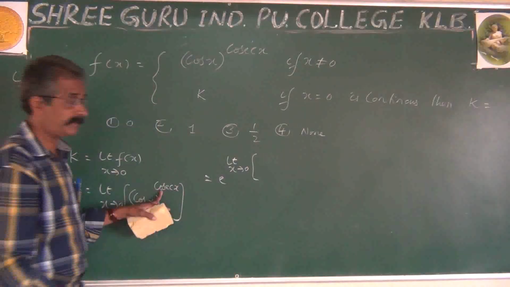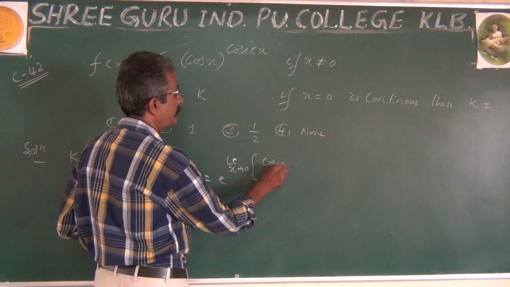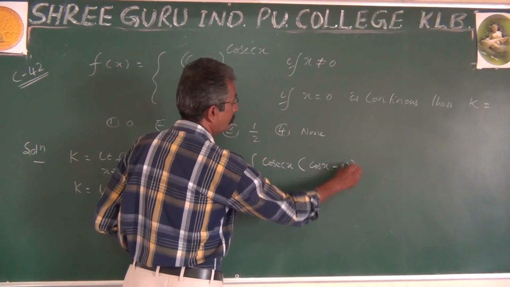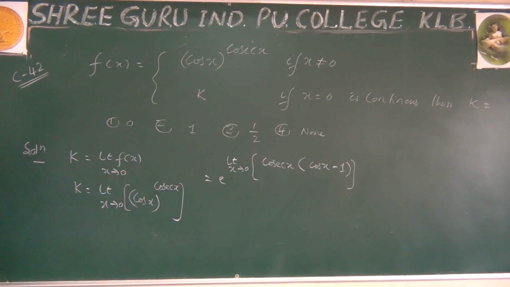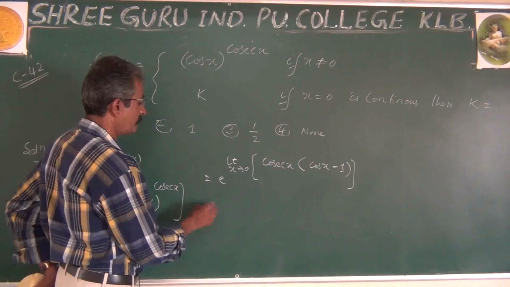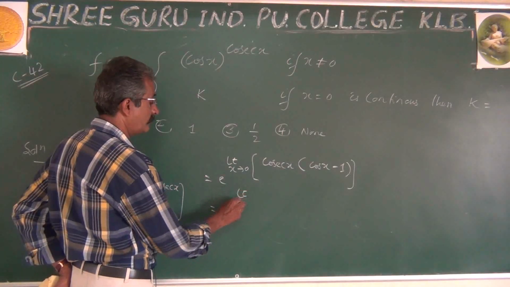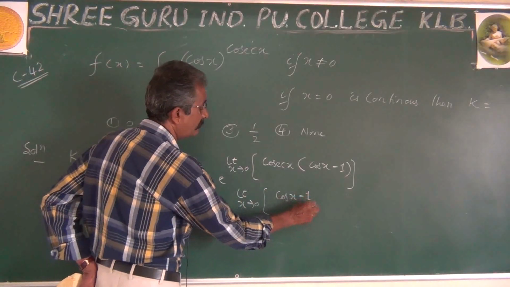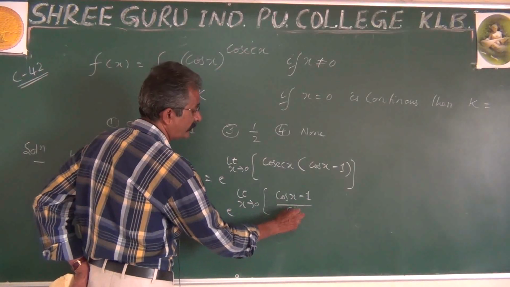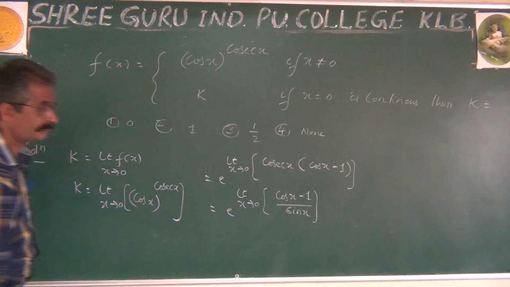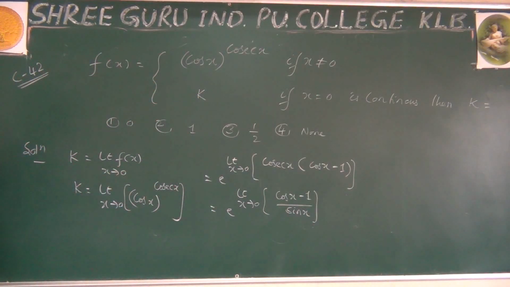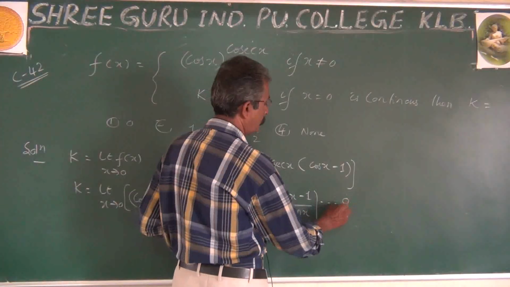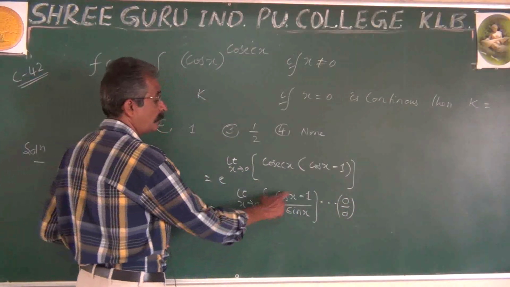What is g of x? G of x is cosec x. Cosec x into bracket f(x), where f(x) is cos x minus 1. It is no doubt a 0 times infinity form. We convert it into 0 by 0 form. For that, e power limit as x tends to 0 of cos x minus 1 divided by 1 by sin x, since cosec x is 1 by sin x. Observe, I wrote cosec x as 1 by sin x so that it becomes 0 by 0 form, because sin 0 is 0, cos 0 is 1, and 1 minus 1 is 0.